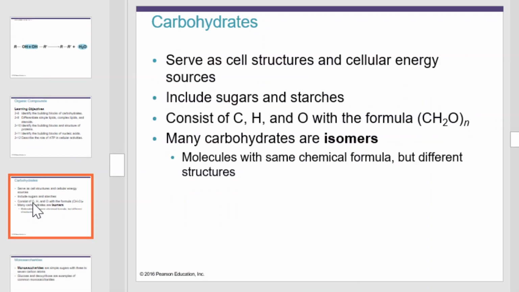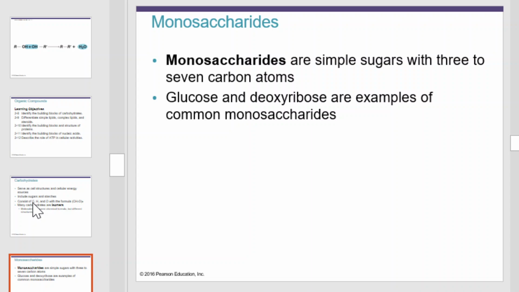Carbohydrates. Carbohydrates serve as cell structures and cellular energy sources. They include sugars and starches and consist of carbon, hydrogen, and oxygen with the formula CH2O to the n. Many carbohydrates are isomers, molecules with the same chemical formula but different structures. Monosaccharides are simple sugars with 3 to 7 carbons. Glucose and deoxyribose are examples of common monosaccharides.